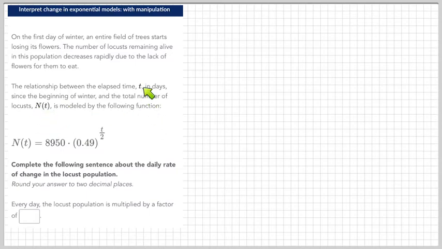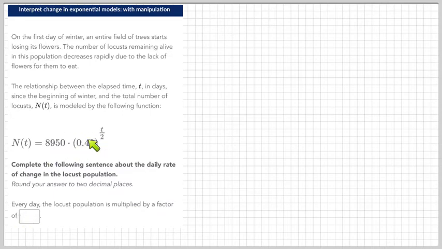So we got t, which is days, and n, which is number of locusts. So the number of locusts is dependent upon the number of days. And look, the number of days is divided by 2 before it applies to this rate that we're multiplying to 8,950. Complete the following sentence about the daily rate of change in the locust population. Every day the locust population is multiplied by a factor of what?